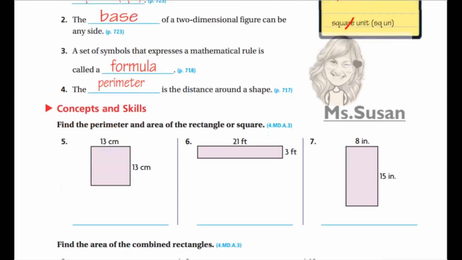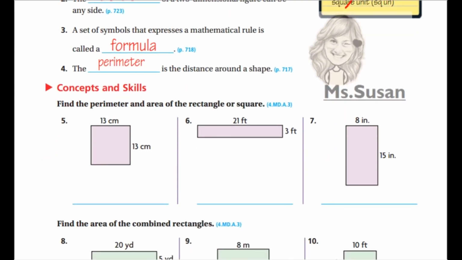Let's move to the next question. Find the perimeter and area of rectangle or square. So we have to know the formula. What is the formula of the area? First here, write the formula of the area. A equal B times H.